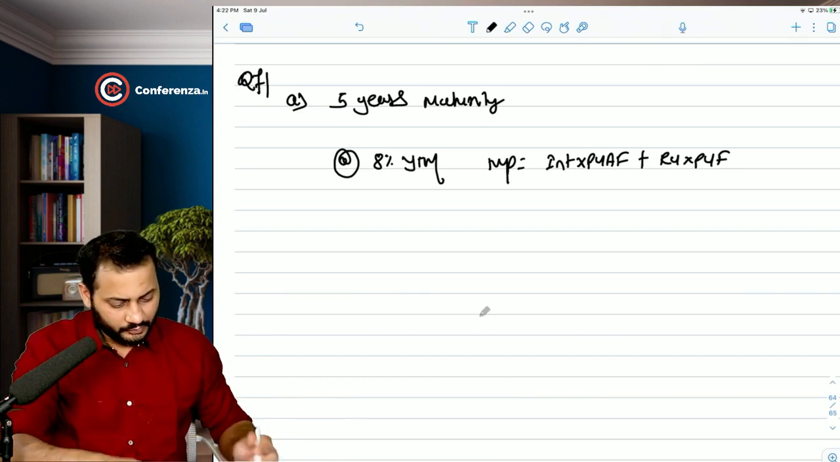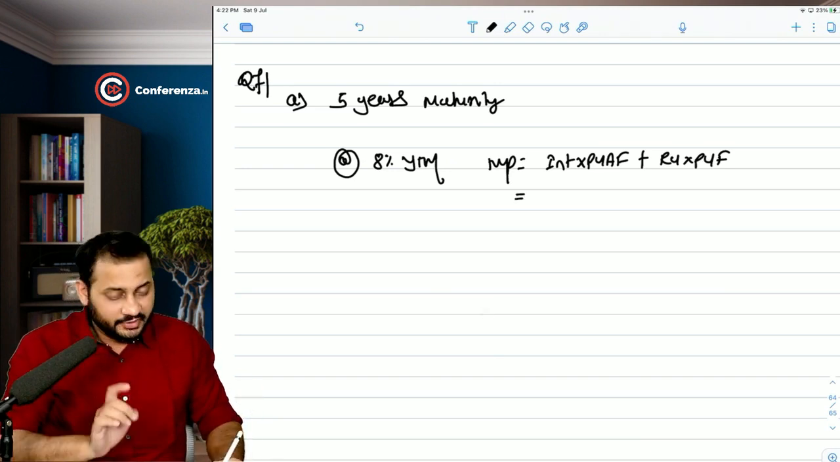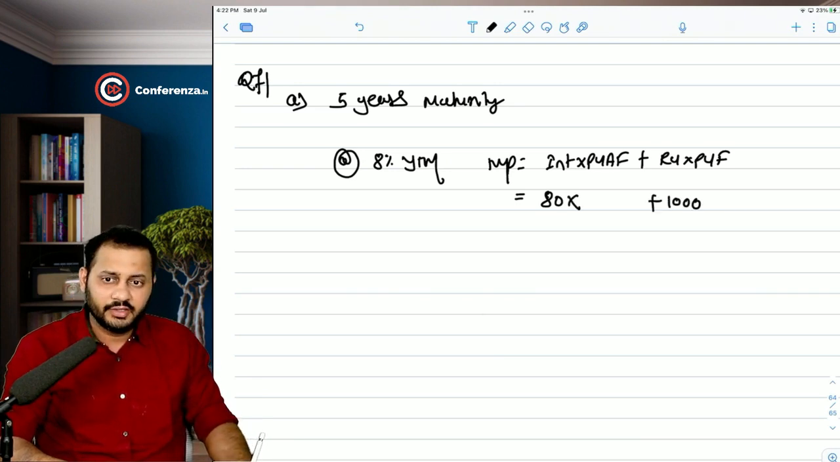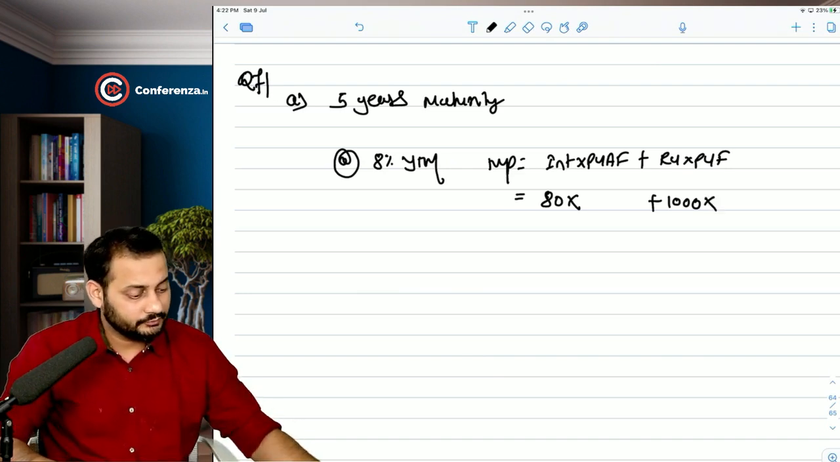Okay. So what is the interest amount? 8% is also the coupon rate. So 80 rupees into annuity factor, plus at the end of 5 years we will redeem 1000 rupees, and we will take the 5th year factor. So have a look.